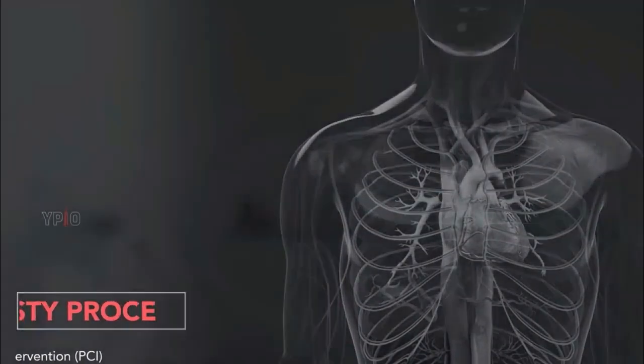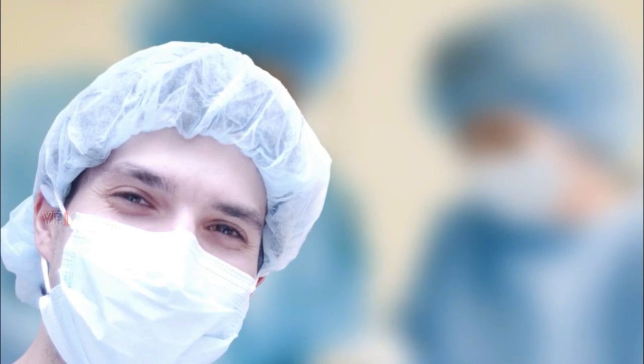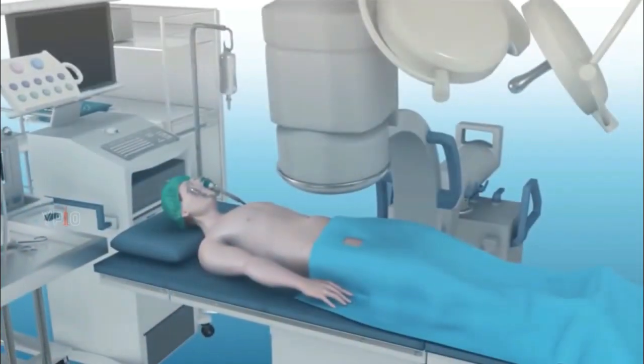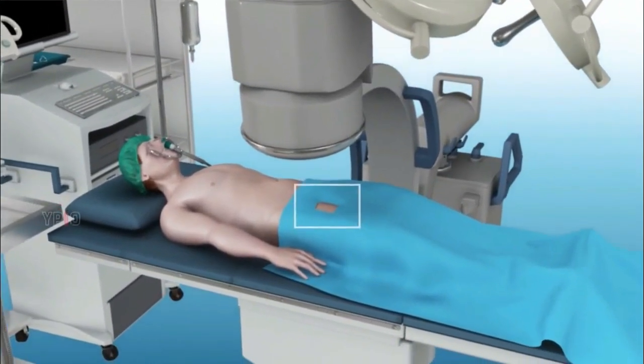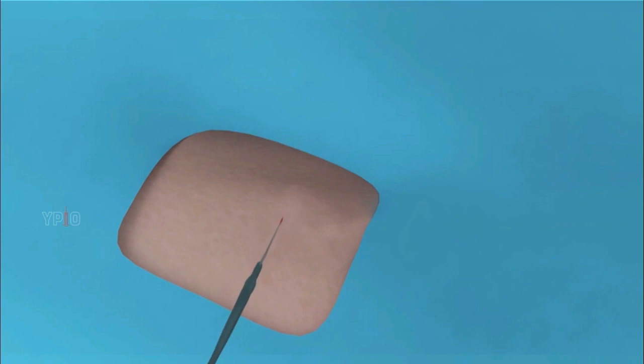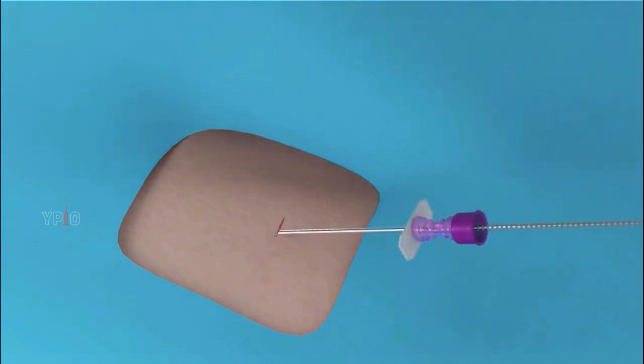Angioplasty procedure. The general steps for angioplasty or percutaneous coronary intervention include: you will lie on your back on the procedure table. The insertion area, either the groin or the arm, is sterilized with an antiseptic solution. Then a local anesthetic is injected into the skin where the catheter is to be inserted. This numbs your skin and keeps you comfortable and pain-free during the procedure. Your doctor will make a tiny cut at the insertion site. Through this incision, the catheter is inserted into your blood vessel.